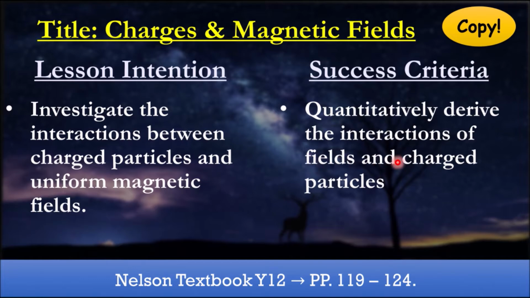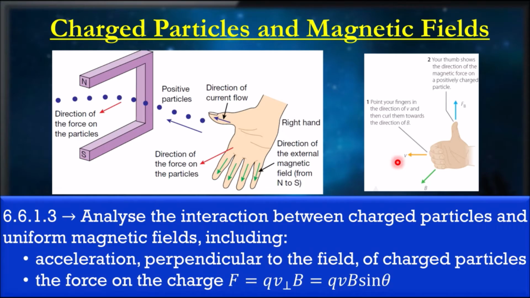One, the direction that a charged particle moves relative to the magnetic field, and then two, what factors affect the magnitude of the magnetic force on that charged particle. Textbook references if you need. Okay, so this is the dot point we're looking at. We're going to look into what this equation actually means, and then we'll go further on to talk about a thing called the right-hand palm rule.